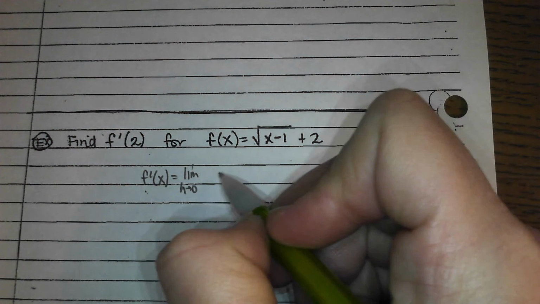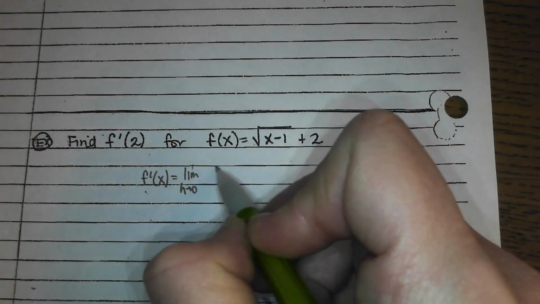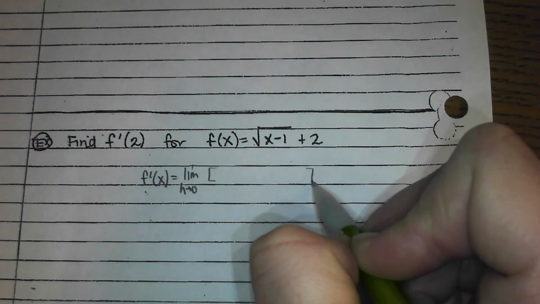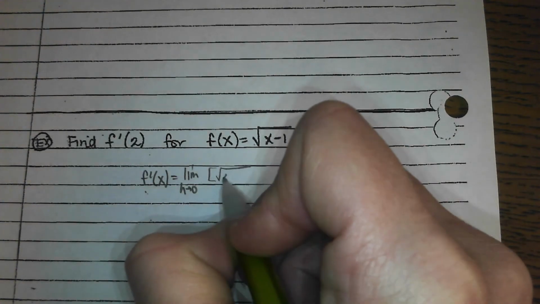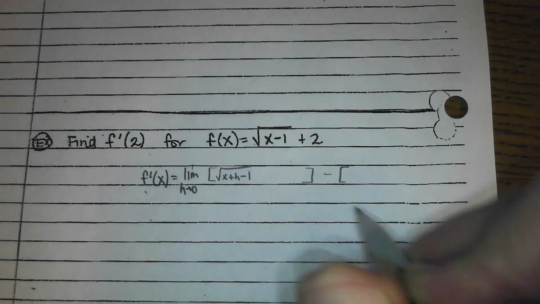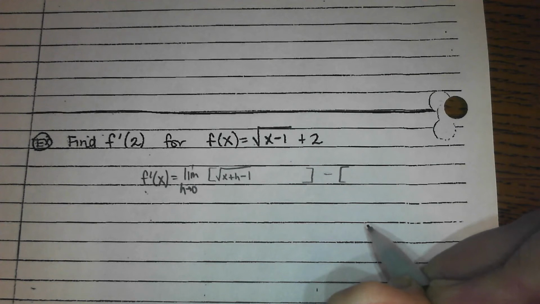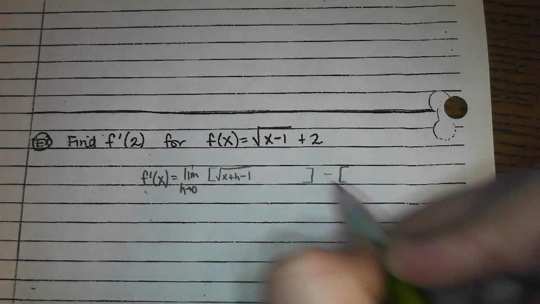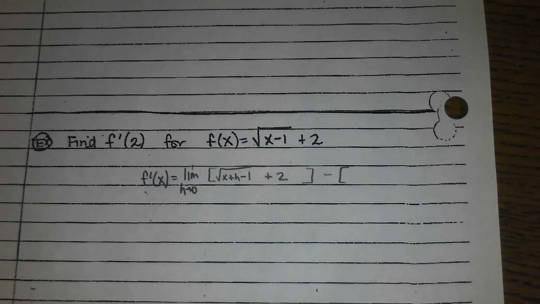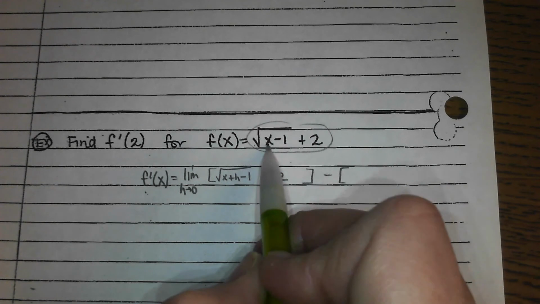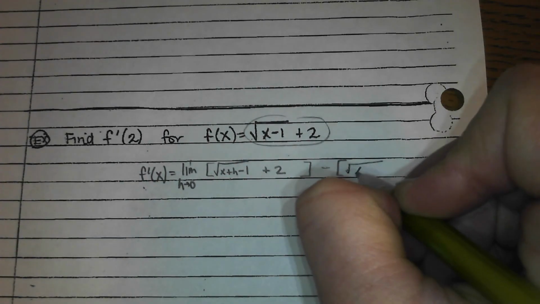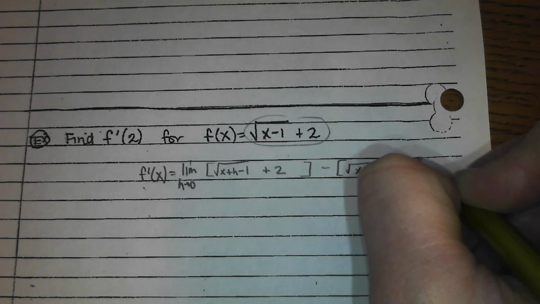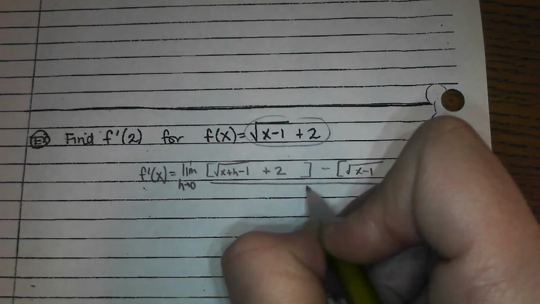equaling the limit as h approaches 0 of f of x plus h. What will f of x plus h look like, Mitch? Plus 2. So he just copies this down but replaces the x with x plus h. Minus f of x is root x minus 1 plus 2, all over h.